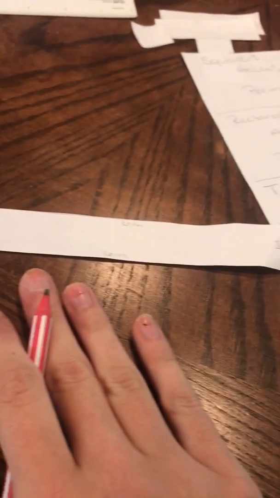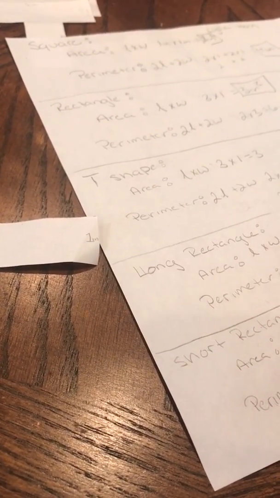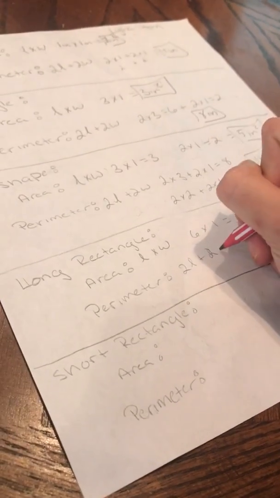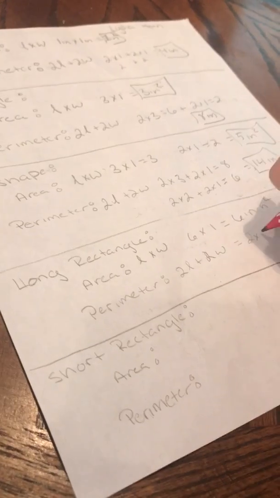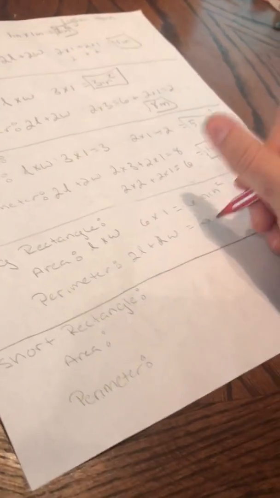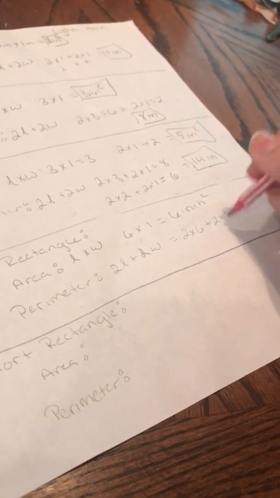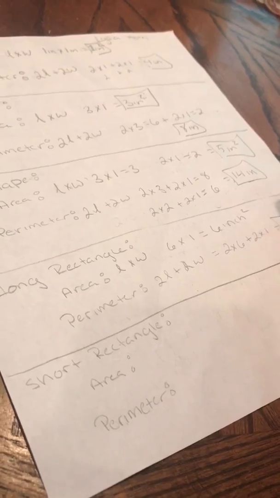The perimeter of it is going to be 2 times the length plus 2 times the width, which is going to be equal to 2 times 6 plus 2 times 1. 2 times 6 is 12, plus 2 times 1 is 2, so that equals 14 inches for that perimeter.